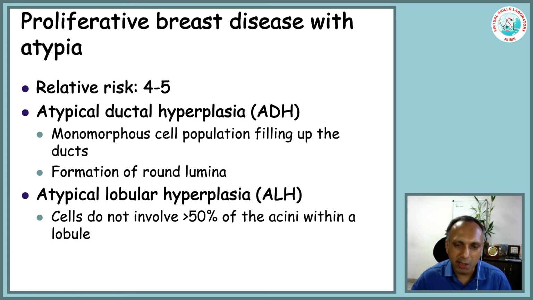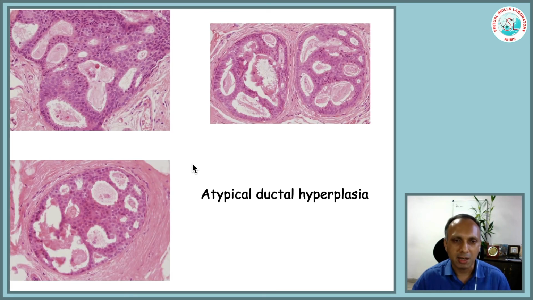Then you also have atypical lobular hyperplasia, in which the cells do not involve more than 50% of the acini. In this also you see monomorphic proliferation of the cells. The only difference between these two lesions is that there is no duct formation within the duct involved by lobular hyperplasia. That is why it is known as lobular hyperplasia. And secondly, if you do an E-cadherin stain, which is a surface epithelial marker, there is a loss of E-cadherin in atypical lobular hyperplasia, whereas E-cadherin is retained in atypical ductal hyperplasia.